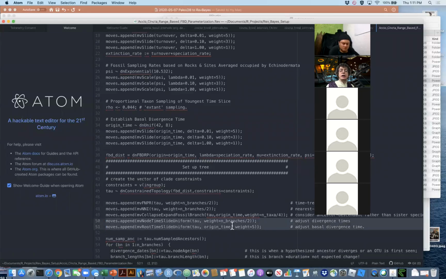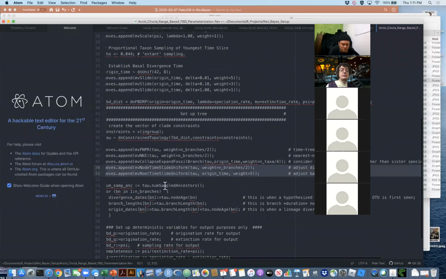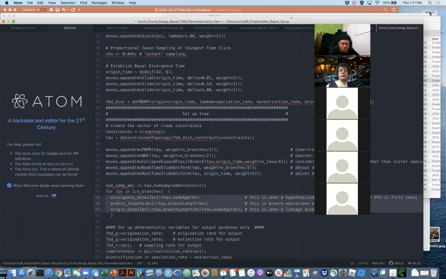And these are going to be moves for just changing divergence times within the tree and at the very base of the tree. So we're going to set up all this tree searching stuff. So here we're getting much more into the RevBayes types of things. And we're going to start parameterizing this. We're also going to have some output information just to make it easier for you to see what individual trees have.